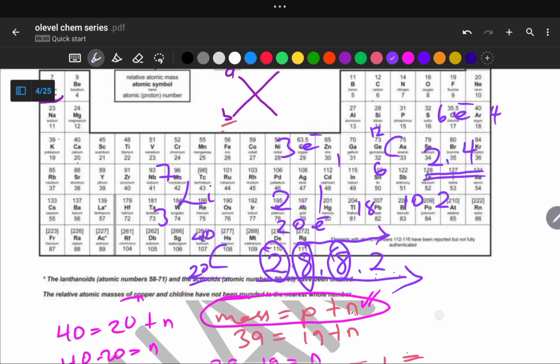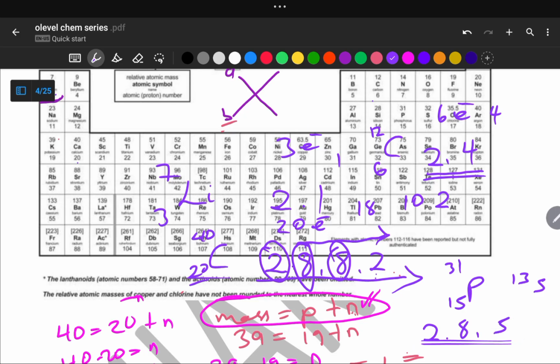We go on to phosphorus, it's P, and then 15, and then that one. So you can say 2 for the first shell, and then we are left with 13. And then we can say 8, and then we are left with 5. And then we can write the 5 here.